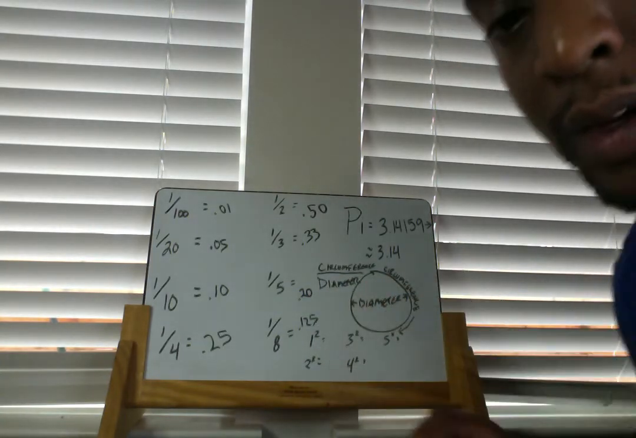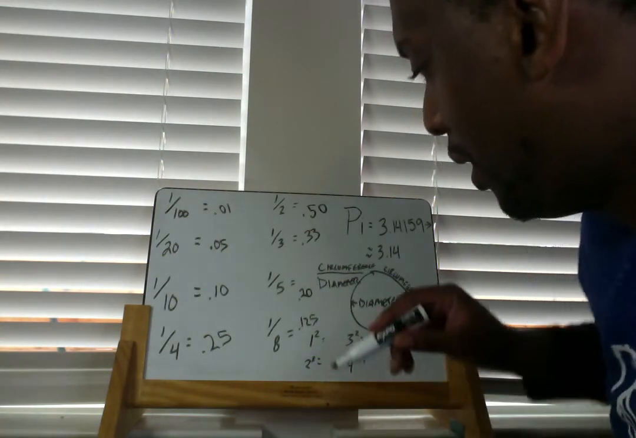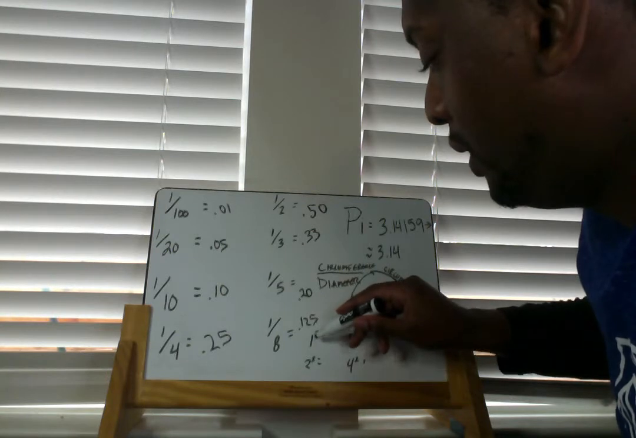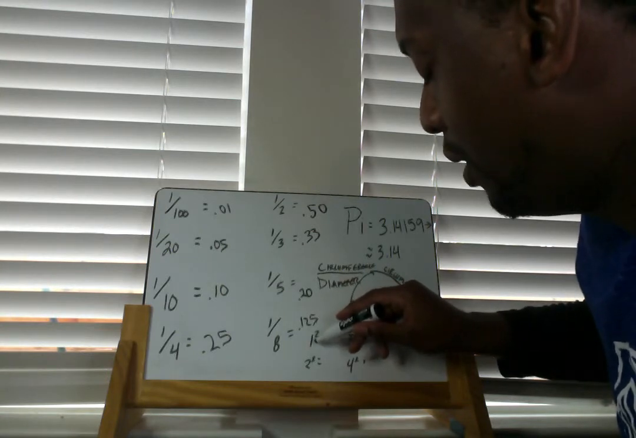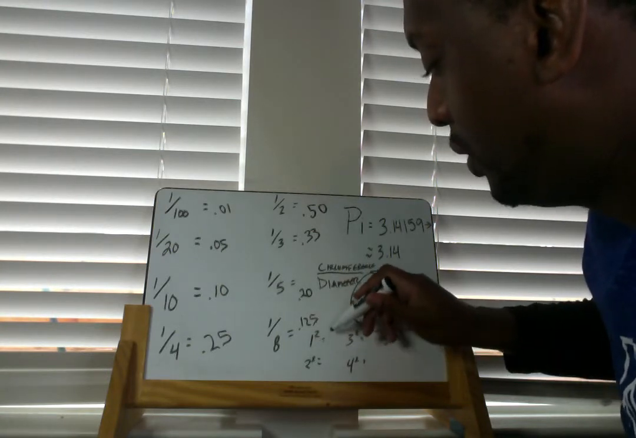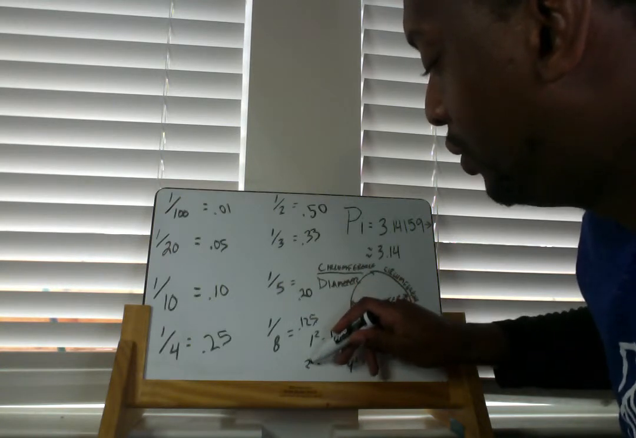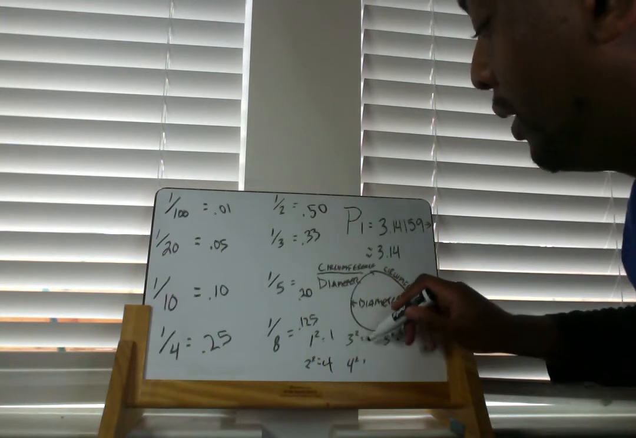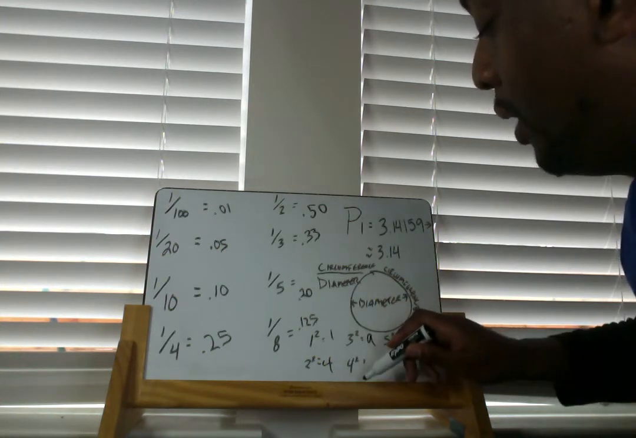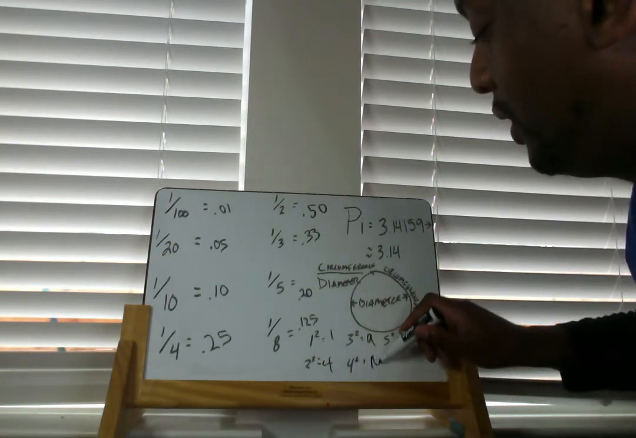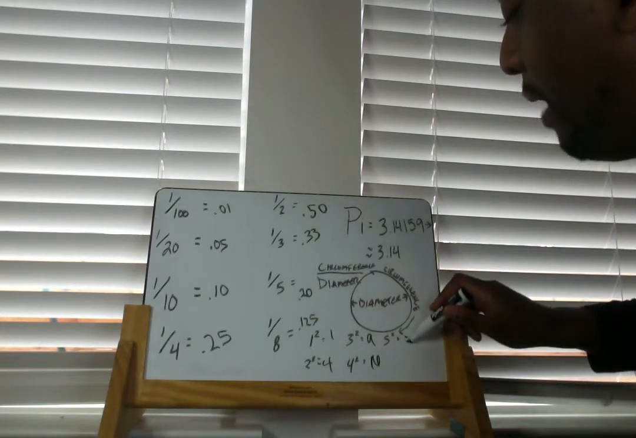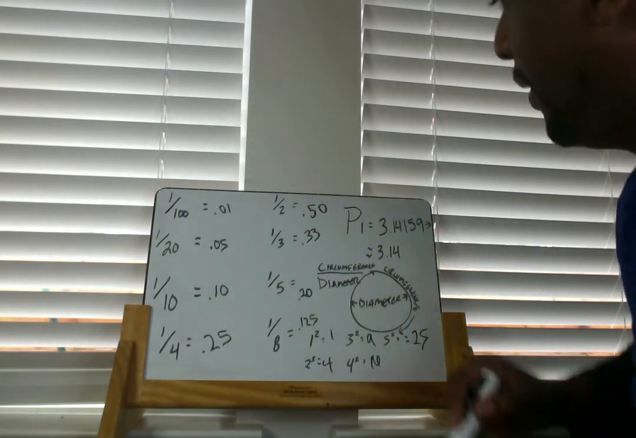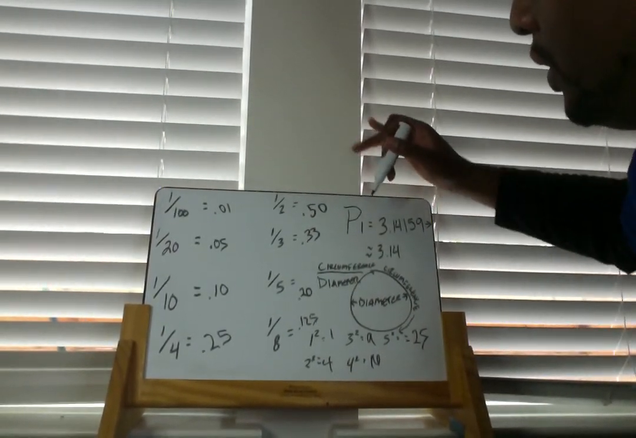A couple other things I'll go over and we'll let you go. Square. This basically means that number times itself. 1 squared, 1 times 1 is 1. 2 squared, 2 times 2 is 4. 3 squared is 3 times 3, and that's 9. 4 squared is 4 times 4, and that's 16. 5 squared is 5 times 5, and that's 25, guys. You got it.